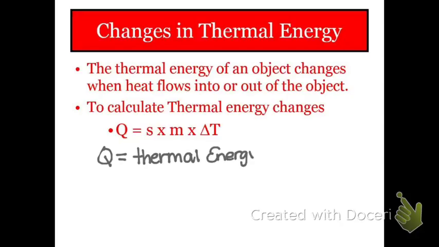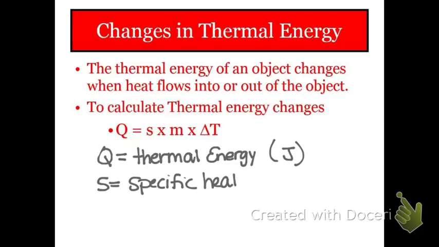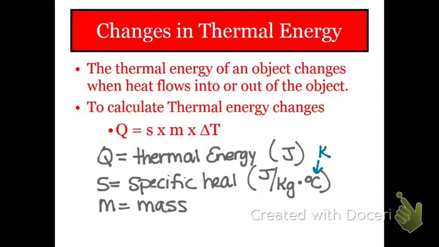Again, it's an energy value, so what do we always measure energy in? It's going to be measured in joules. We have the specific heat value, S. This one's going to be in joules per kilogram times degrees Celsius, or you can replace this with Kelvin. You have M, which is mass, in kilograms.